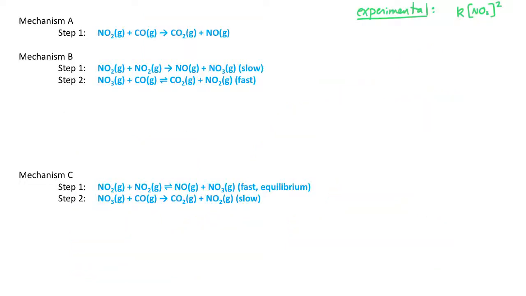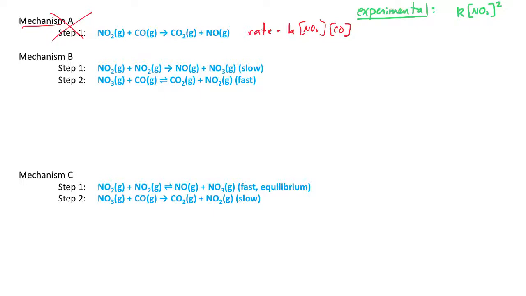Now we can look at our plausible mechanisms. If we look at mechanism A, the rate law for that one would be rate equals k times NO2 times CO. We can see that this does not match up with the experimental rate law, which is just k times NO2 squared. So mechanism A is out.